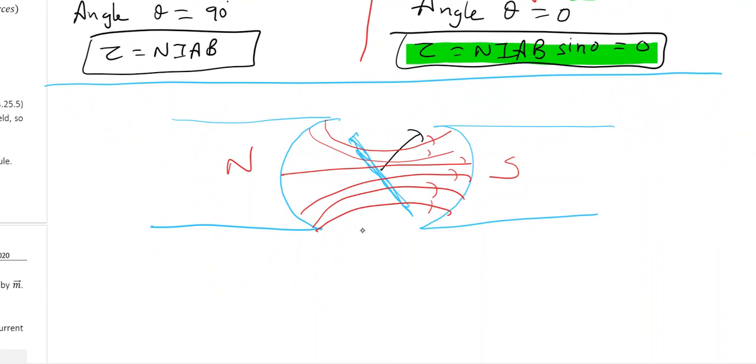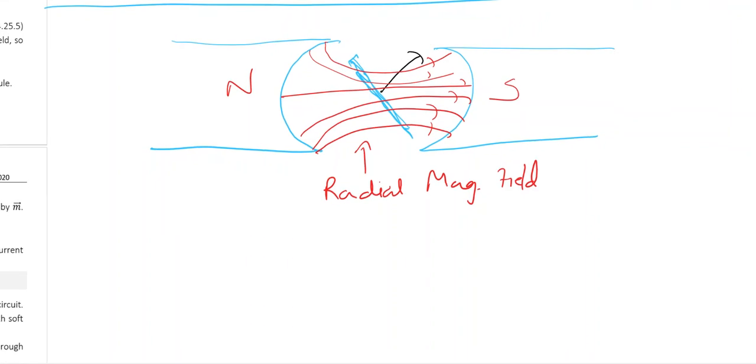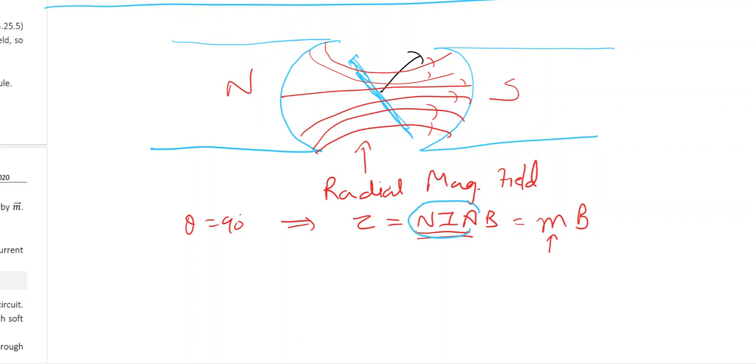And this type of magnetic field is called radial magnetic field. And for a radial magnetic field, you can always consider that theta is 90, and hence torque is considered as NIAB. Okay, now as mentioned last time, this NIA is the magnetic dipole moment of the coil, and sometimes you may also say torque to be MB. What is M? Magnetic dipole moment. It is nothing but NIA.